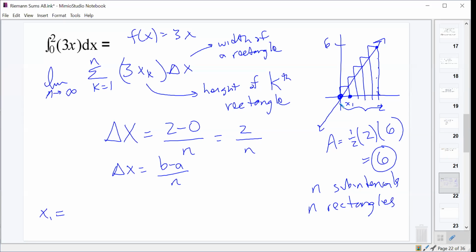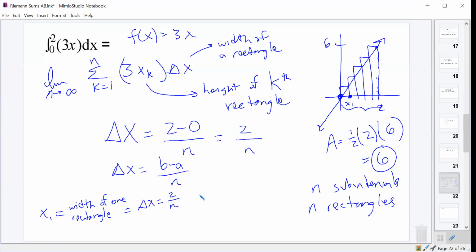So how far did I go over? It's the width of one rectangle, isn't it? Isn't that how far I went over to find the height of the first one? I went over the width of one, and then I multiplied it by 3 to find the height. Would you guys agree with that? Yeah. No matter what that number is, it's always the width of one rectangle. And what is the width of one rectangle? 2 over n. It's delta x, which is 2 over n.